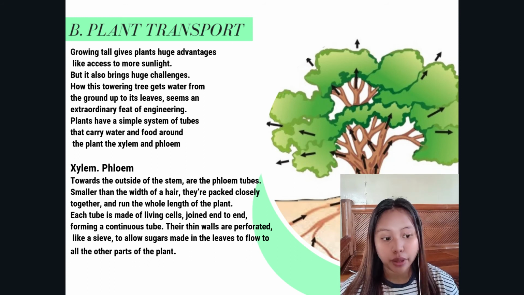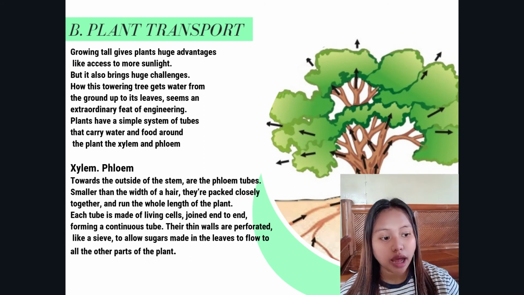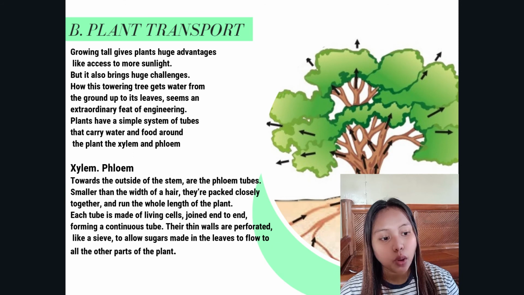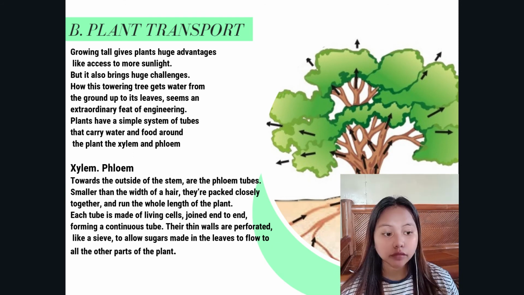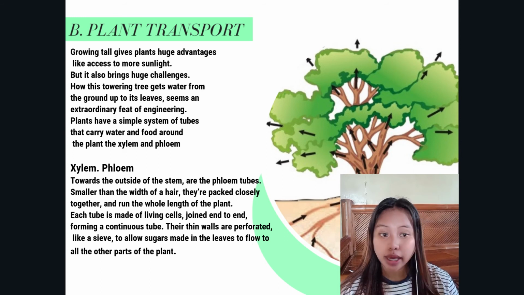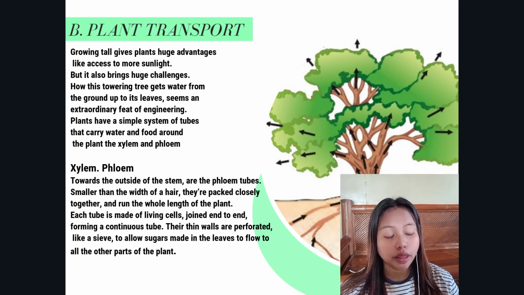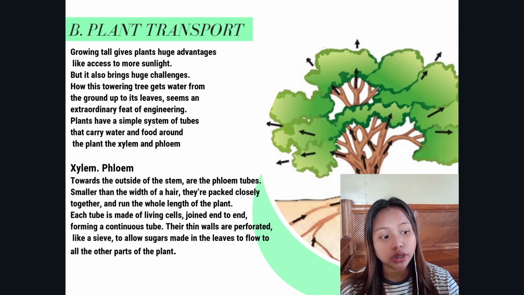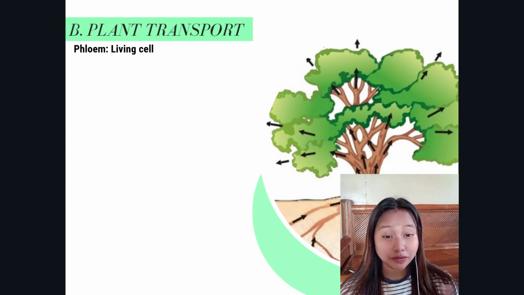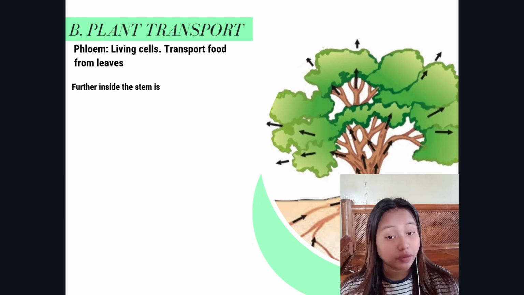The xylem and phloem. Towards the outside of the stem are the phloem tubes. Smaller than the width of a hair, they're packed closely together around the whole length of the plant. Each tube is made of living cells joined end to end, forming a continuous tube. Their thin walls are perforated like a sieve to allow sugars made in the leaves to flow to all the other parts of the plant. Living cells transport food from leaves.